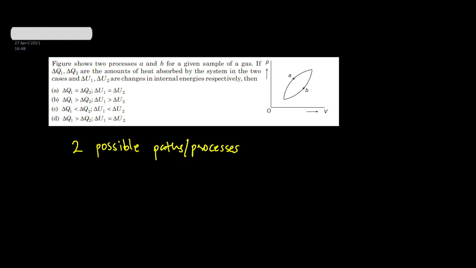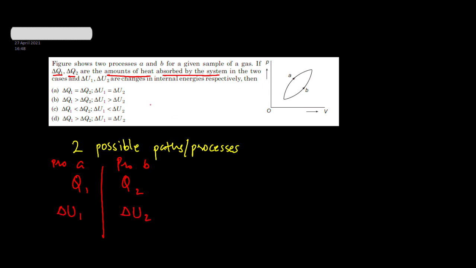So the figure shows two processes A and B for a given sample of a gas. If delta Q1 and delta Q2 are amounts of heat absorbed by the system in two cases, that is, Q1 and Q2 are the heats in two different paths. Process 1 and process 2 means A and B. એટલે આ A છે અને આ B છે. ચલો પછી delta U1 are internal energy change.